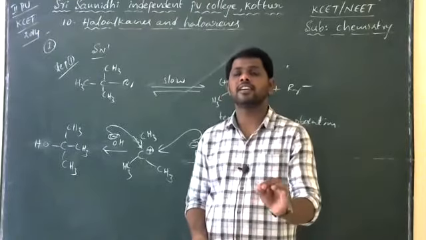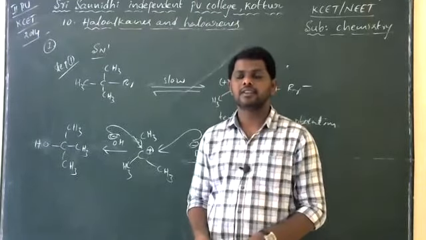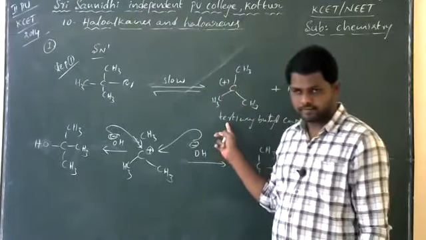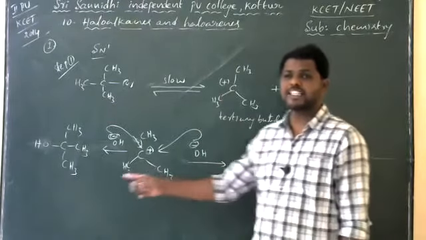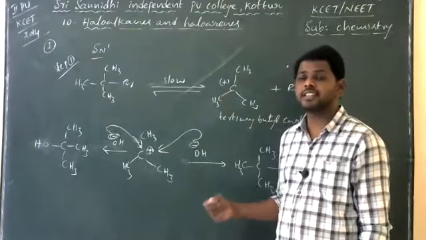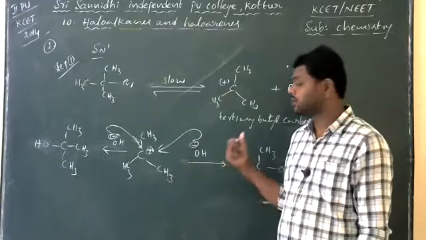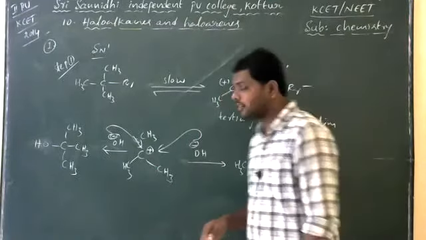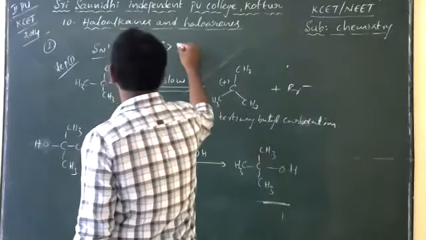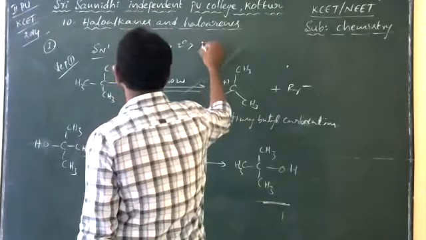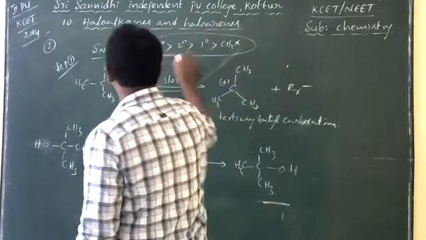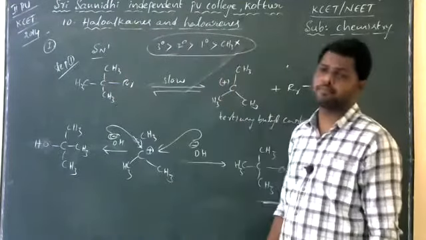And it follows first order kinetics. This is a two step process. The product is formed through the intermediate carbocation, and also through the racemization process. The reactivity order: tertiary alkyl halides are the most reactive, next secondary, next primary, next methyl halides. This is the reactivity order towards the SN1 mechanism.